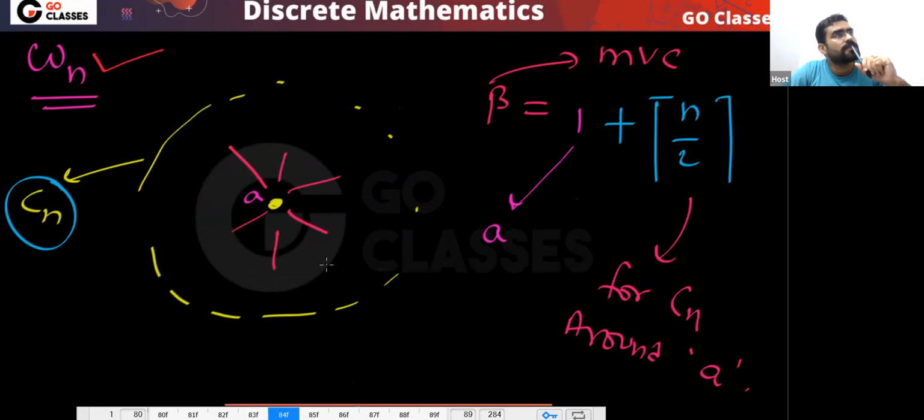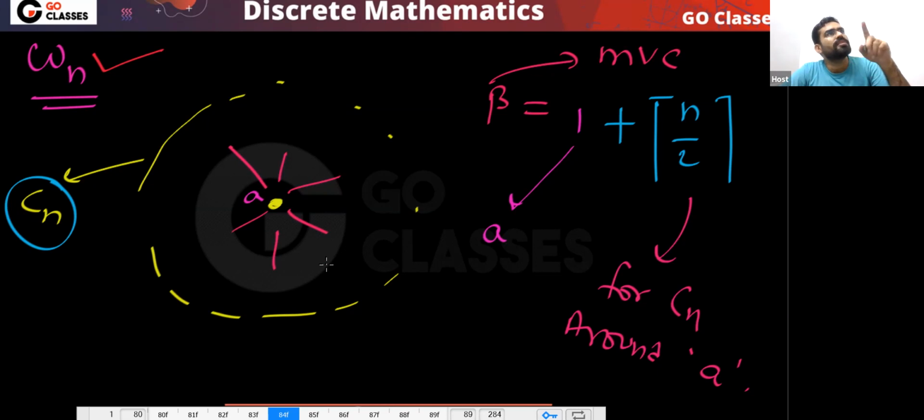N by 2 ceil for Cn. So if you have an even number of vertices around, then this will be plus 1. And if you have an odd number of vertices around, basically, we want to cover all the edges. We need to cover all the edges, right?